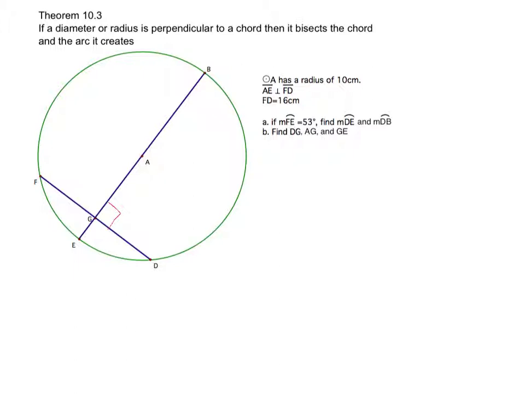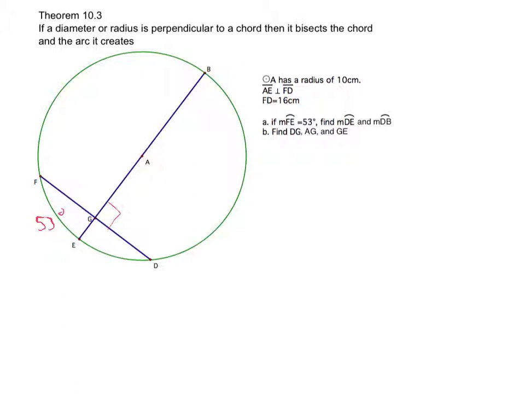And now they ask us to find a couple other things here. So they say if the measure of arc FE, which notice we've got this little m here, so we're talking about the measure of the arc, not the length of the arc. If you need to look back in the previous section for arc length versus arc measure, go ahead and do that. But this is the measure of the arc. So the measure of arc FE is 53 degrees. And we're supposed to find the measure of arc DE.